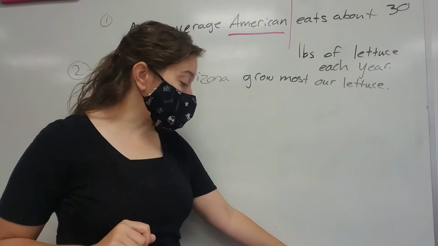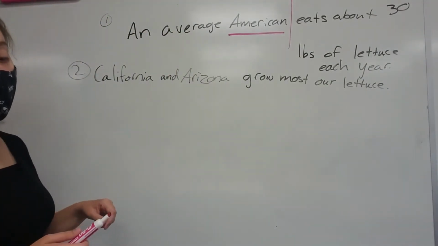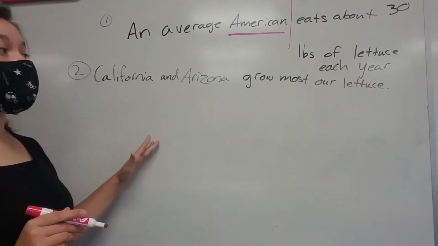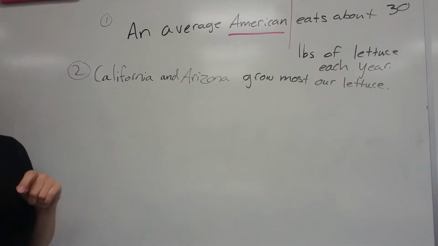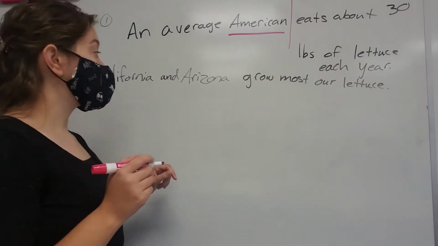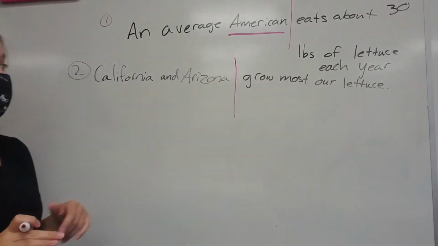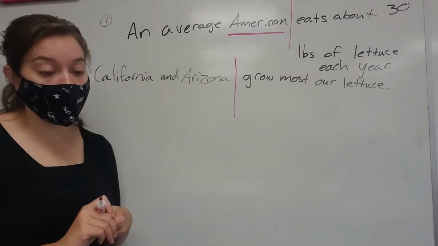All right, so sentence number 2 says, California and Arizona grow most of our lettuce. So where do I need to draw my line? What is my complete subject and my predicate? Ben? California and Arizona. Yes, so after Arizona, right? My complete subject is California and Arizona.